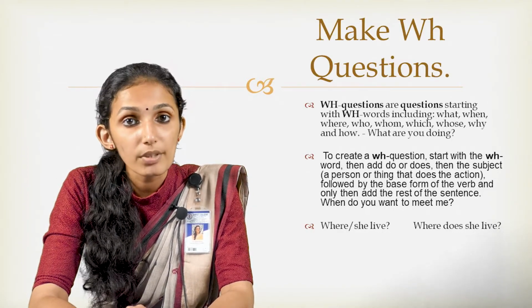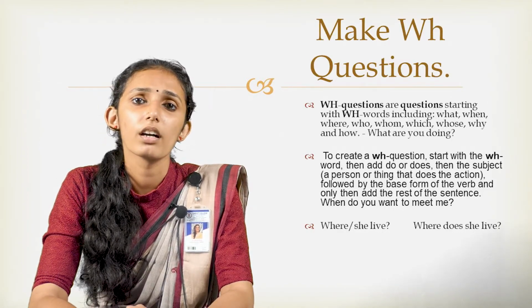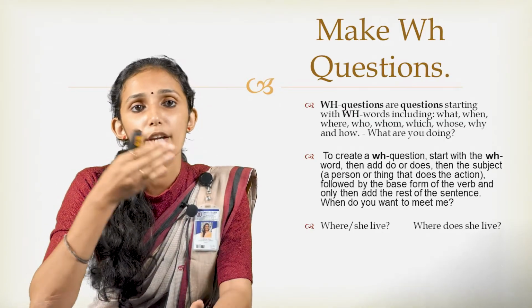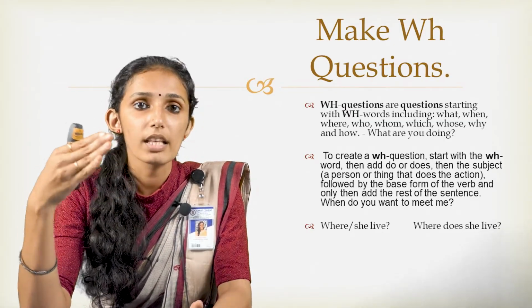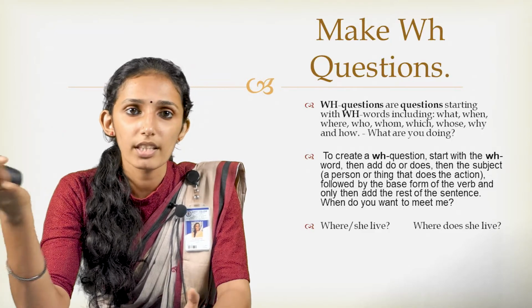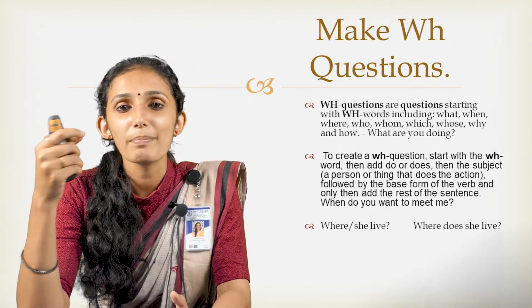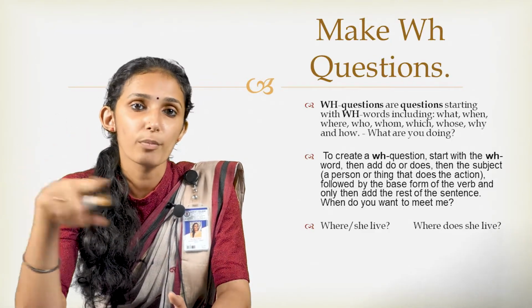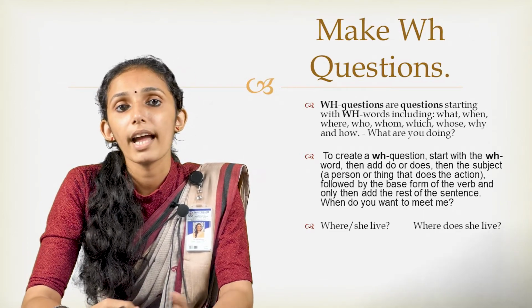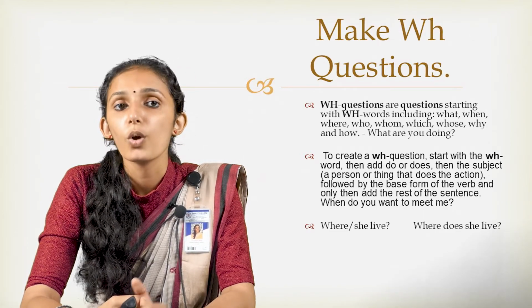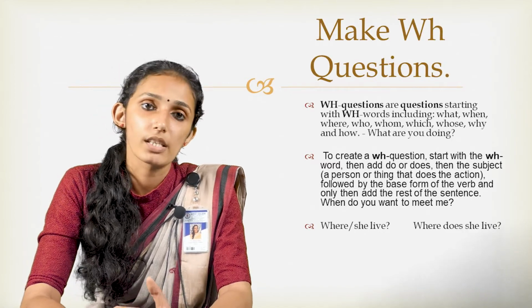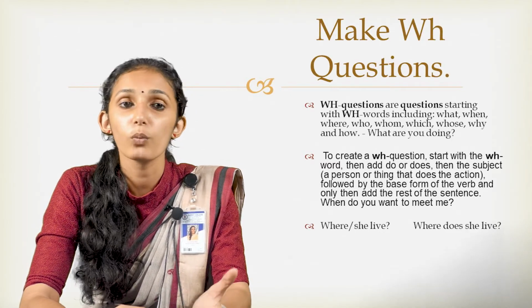So to create a WH question, start with the WH word, then add do or does, then the subject, that is a person or thing that does the action, followed by the base form of the verb, that is the V1 form of the verb, and only then add the rest of the sentence. Example, when do you want to meet? Like, when do you want to meet me?